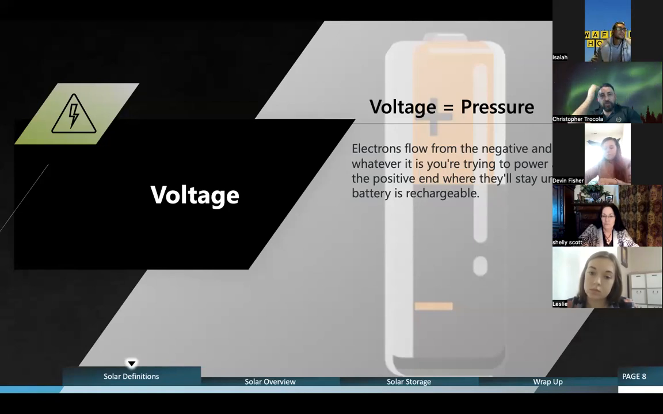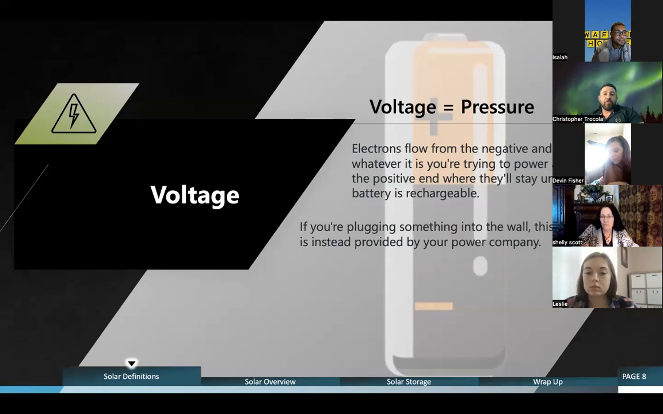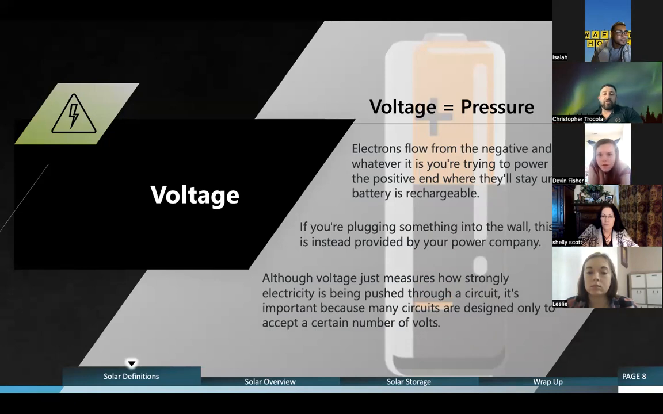Okay. So this is just a good example because we've all used batteries in our remotes, right? We have a positive, we have a negative. If it's put on the wrong side, it's not going to power it the way that we want it to turn on. So this is why it's designed in that circuit. So if you're plugging something into the wall, this voltage is instead provided by the power company. They're using high voltage, a lot of pressure to get that electricity to your house. Voltage just measures how strongly electricity is being pushed through a circuit, it's important because many circuits are designed only to accept a certain number of volts.